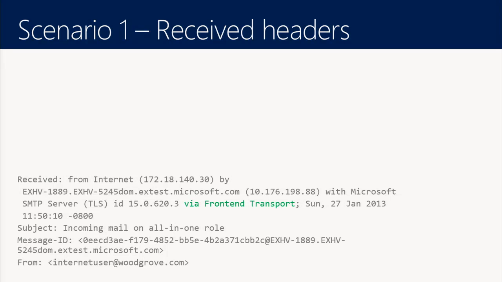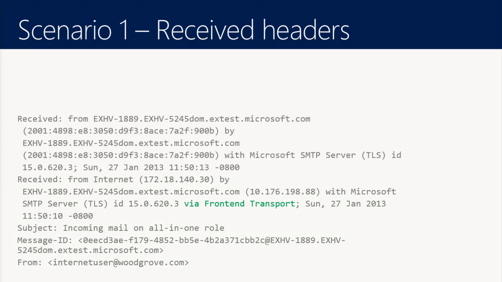And you'll see what I've highlighted there, via front-end transport. This is one of the first things that we added in Exchange 2013 in the headers, to give you a nomenclature around which particular transport component is processing this message. So there's two of them specifically. The first one is via front-end transport. We will then see the message proxied from the front-end transport to the transport service.